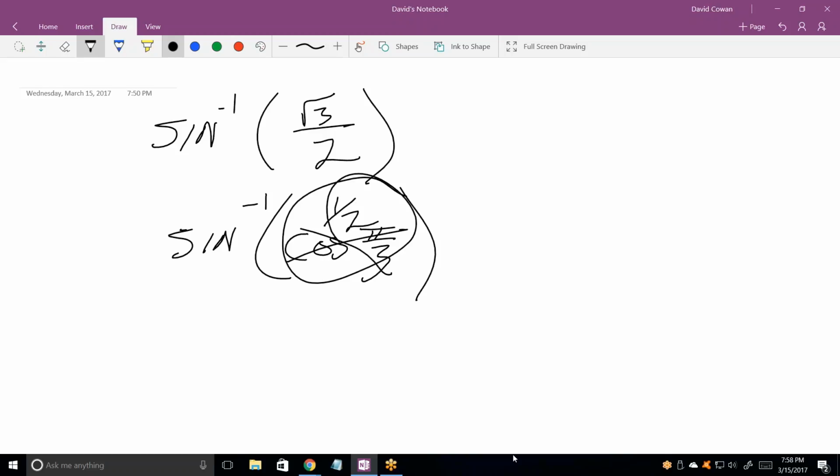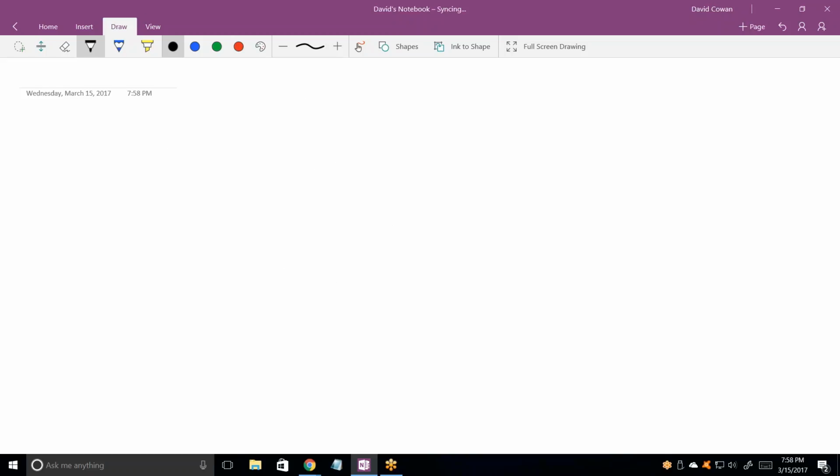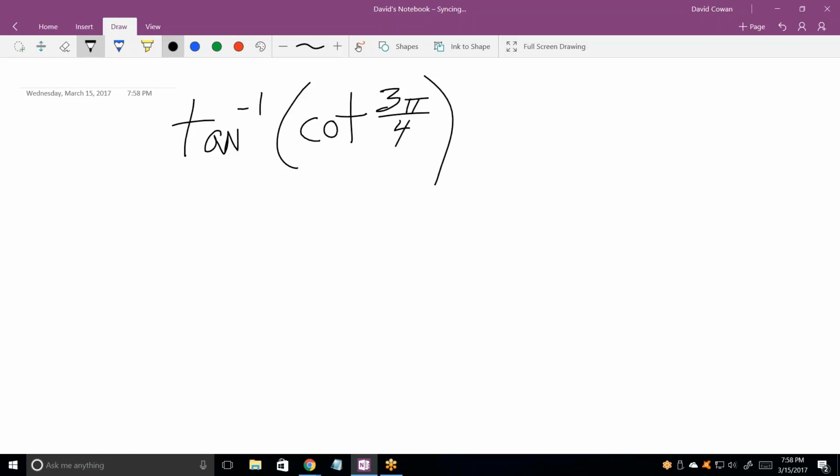Well, I have one more problem that's kind of tripping me up though on this. It's the same as these. It's inverse tangent of cotangent 3 pi over 4. So do the inside first. What's the cotangent of 3 pi over 4? That's where I'm tripped up. I'm unsure.